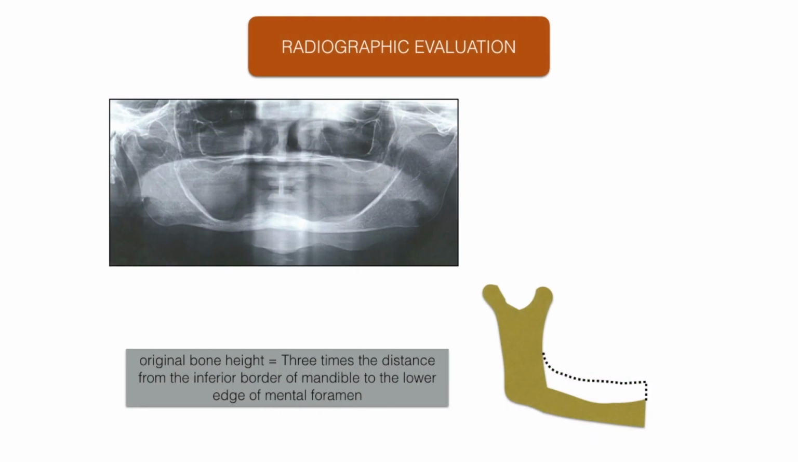Measurement of residual ridge resorption can be done by serial examination of the diagnostic casts or by lateral cephalometric radiographs. They are most accurate and measure RRR over a period of time. Panoramic radiographs are also used to assess the residual ridge resorption. Wical and Swoope proposed the simplest method to assess it. According to them, original bone height is equal to 3 times the distance from the inferior border of the mandible to the lower edge of the mental foramen.